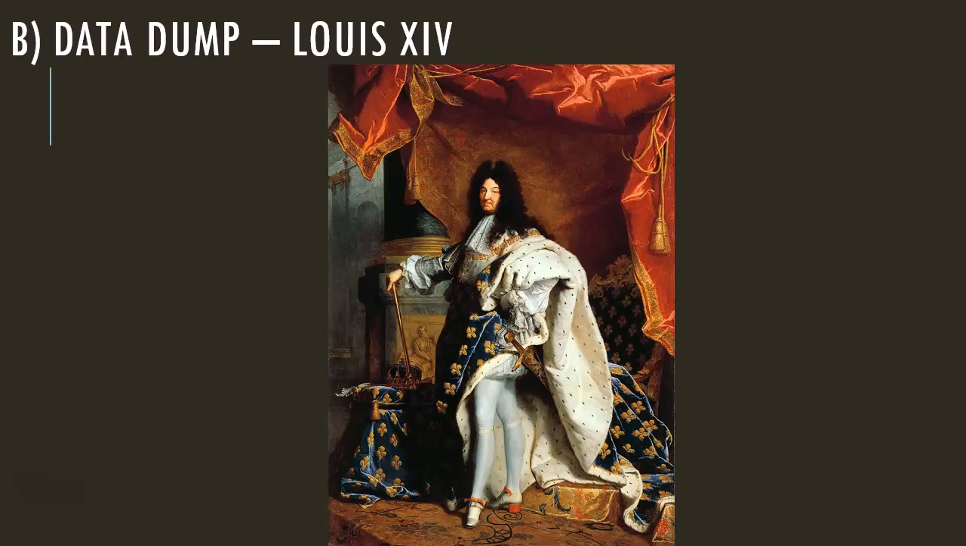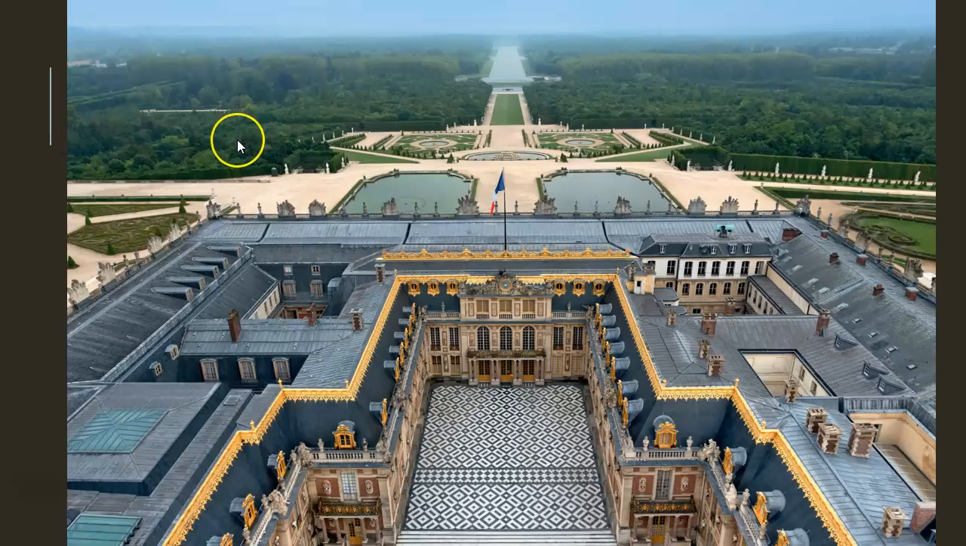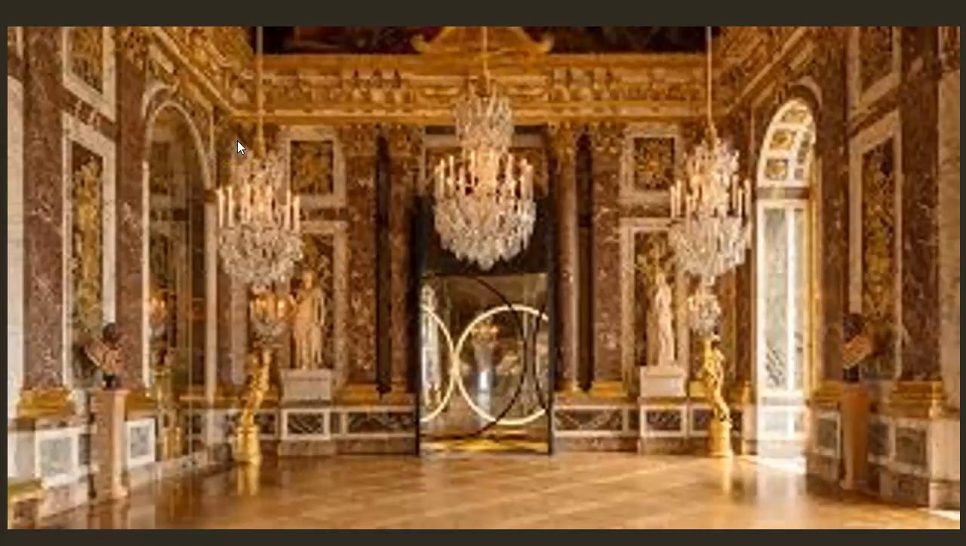But Louis XIV was known as the Sun King. He is the best example of an absolute monarch. He built the most famous palace in the world, Versailles, and he required his nobles to live there half the year. Here are some pictures of Versailles.